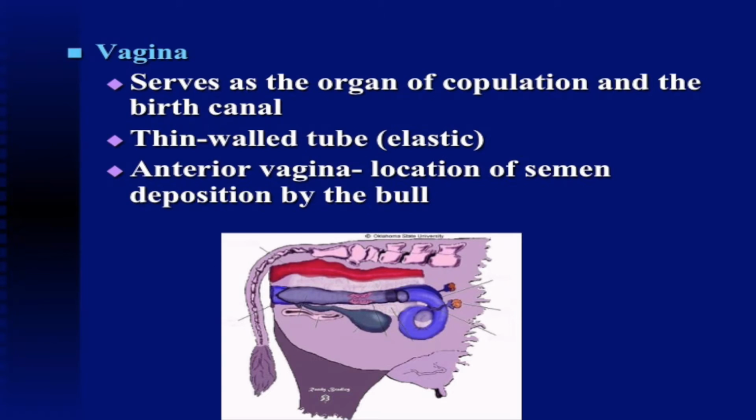The vagina serves as the organ of copulation and also the birth canal of the calf. It's a thin-walled tube. It's very elastic. And the anterior vagina is the location of semen deposition by the bull.